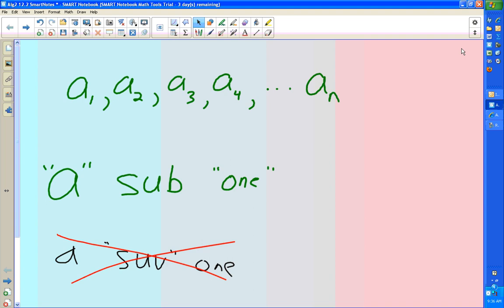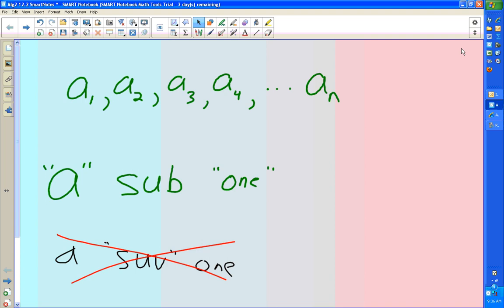And as a start, I want to make sure that you're reading these correctly. A sub 1, A sub 2, A sub 3, A sub n. Sub, S-U-B. Sub goes below the line. These are subscripts, so these numbers 1, 2, 3, 4, and the letter n are below the letter A. A sub, and then whatever the number or letter is.